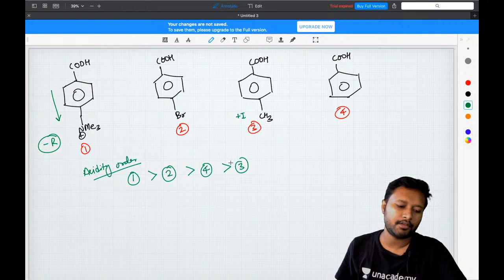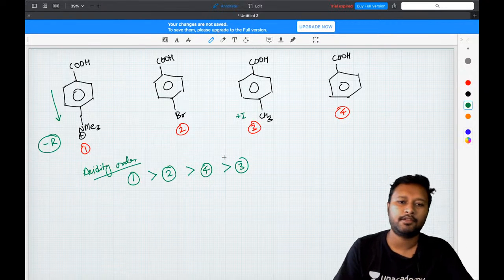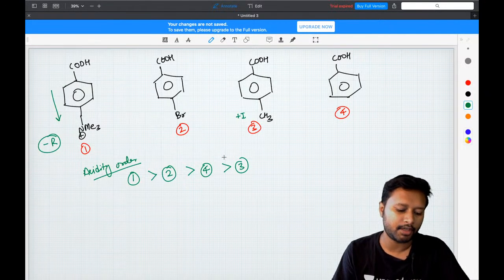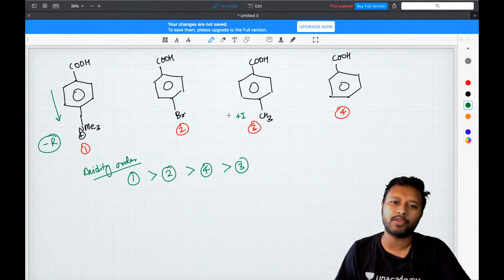So this is going to be the correct order of acidity. Understood? So this will be the correct order of acidity. Somebody had told it correctly, Ranit, very good Ranit. So that's how it will be done. What is the reason? The reason I just told you, minus R effect in this case. Here there are both minus R and minus I.